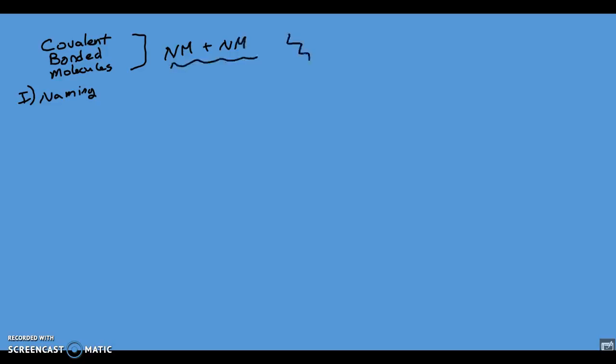Okay, here's a quick video on covalently bonded molecules and how to name them. So, covalently bonded molecules, just if you remember, is a nonmetal plus a nonmetal. And we know that they're nonmetals because they're on the right side of that stair step. So, they're over here. These are also sharing electrons.